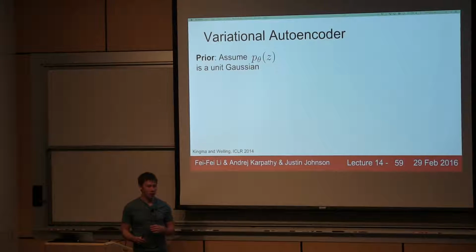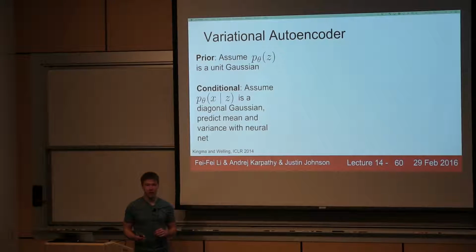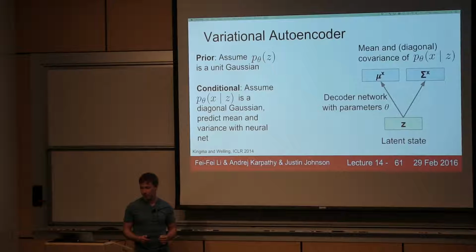So to make it simpler, we're going to do something that you see a lot in Bayesian statistics. We'll just assume that the prior is Gaussian, because that's easy to handle. And the conditional will also be Gaussian, but it's going to be a little bit fancier. We'll assume that it's a Gaussian with diagonal covariance and some mean, but the way that we're going to get those is we're going to compute them with a neural network. So suppose that we had the latent state Z for some piece of data.